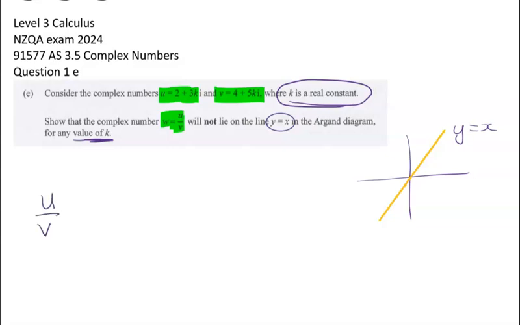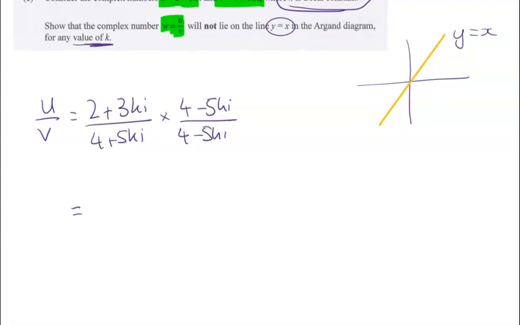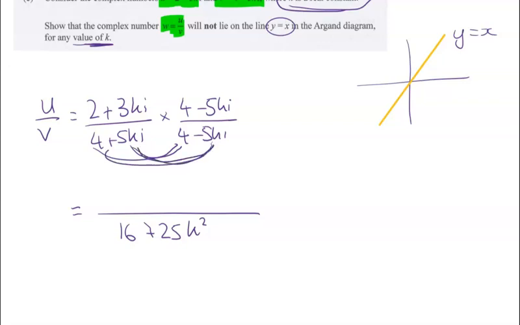We first have to set up what u over v is. So that's 2 plus 3ki over 4 plus 5ki. We multiply by the conjugate of the denominator over the conjugate of the denominator, and we clean it all up. So starting in the denominator, we get 16 plus 25k squared, right, so that's that. These go away, that's the whole point of the conjugate stuff. So we've got 16 plus 25k squared.